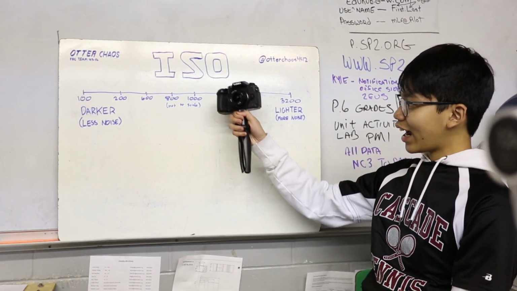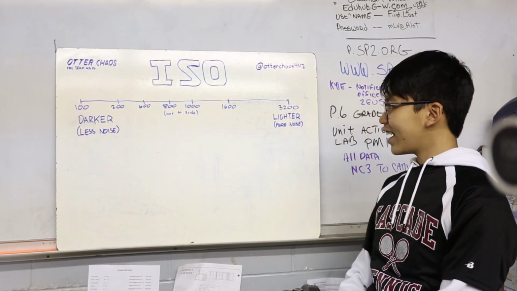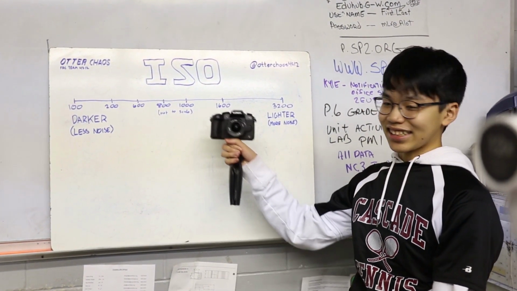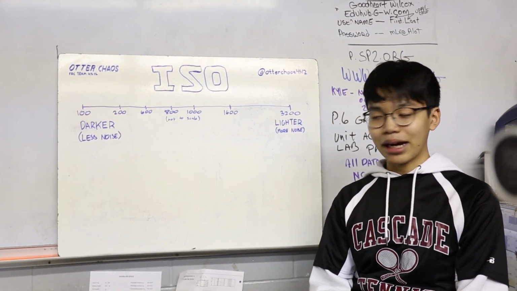So we'll jump right in with ISO, which stands for International Standard Organization. No, Farrell, you're wrong. So basically, I don't know what it stands for, but it basically determines the sensitivity of your camera sensor.